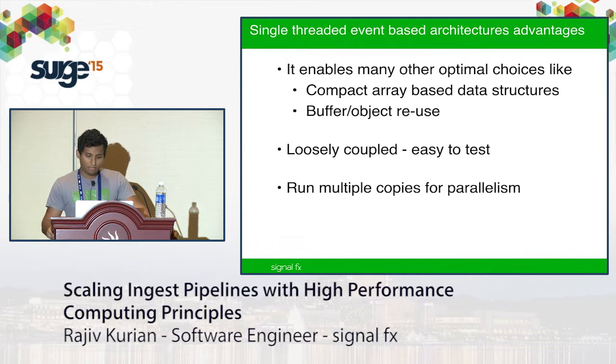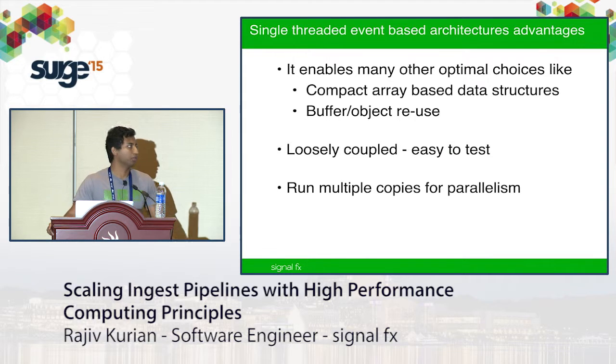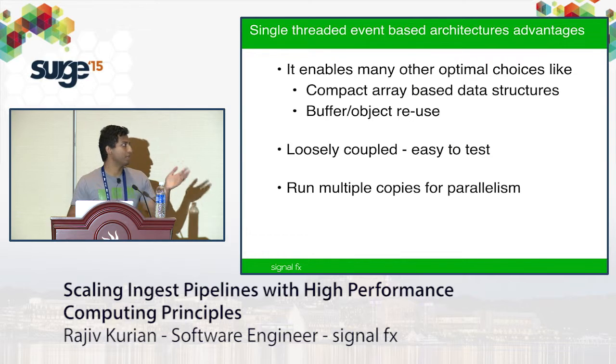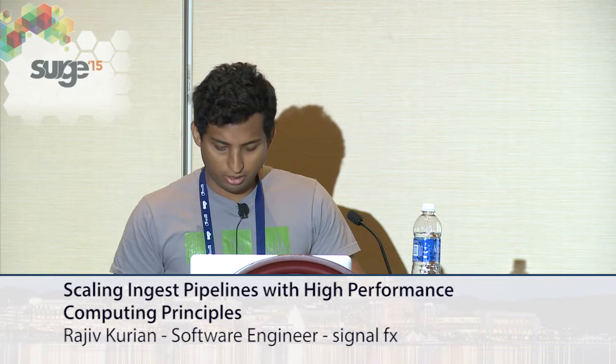Since they're single-threaded, you can reason about the lifetime of objects. So it's really easy to reuse buffers, reuse objects over and over again instead of allocating them. They're easy to test. You could just replace the network in and network out thread with test threads, and the business logic is just very easy to test. And again, you can run multiple copies for parallelism.